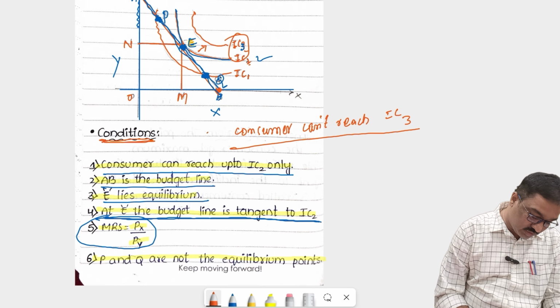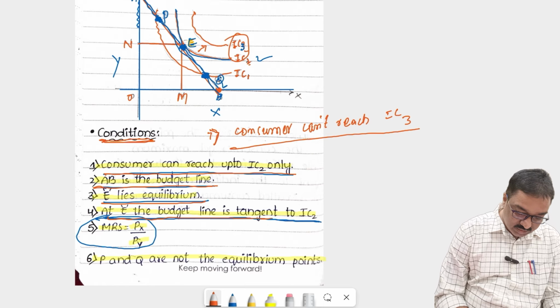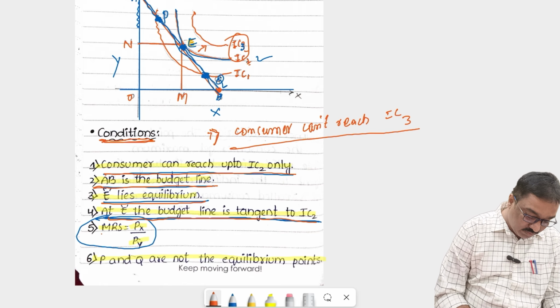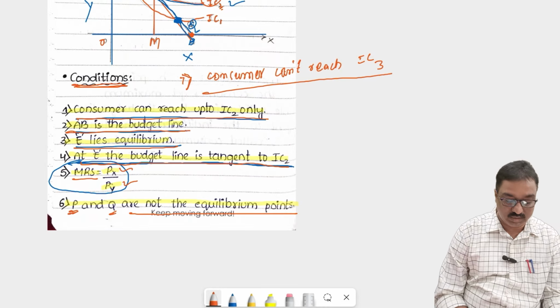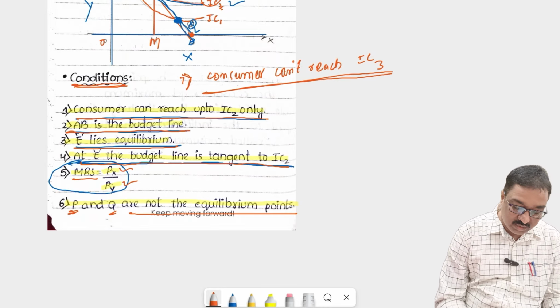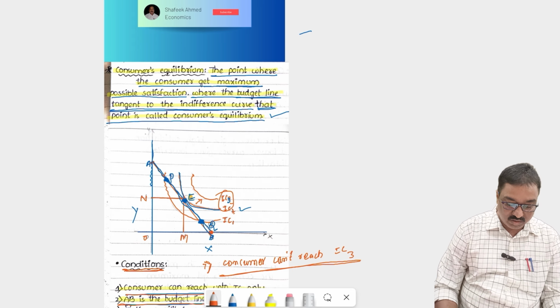So there are these points. First, the consumer can reach IC2 only. AB is the budget line. E is the equilibrium. At E, the budget line is tangent to the IC2 curve, and the marginal rate of substitution is equal to price of X by price of Y. Another one: P and Q points are not equilibrium points. Last one: the consumer cannot reach IC3. Okay, this is the consumer's equilibrium topic.